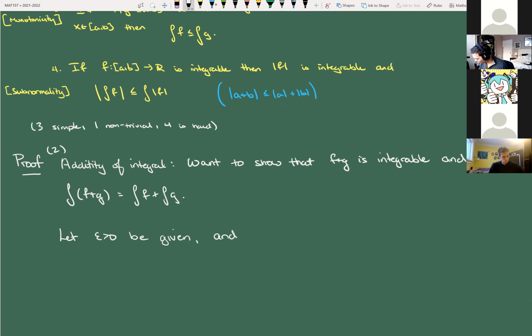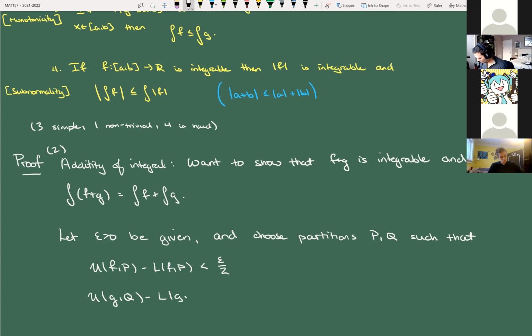And let's say, and choose partitions P and Q such that L(F, P)... G, Q is less than epsilon over 2. And again, I'm going to name these maybe equation 1 and equation 2.